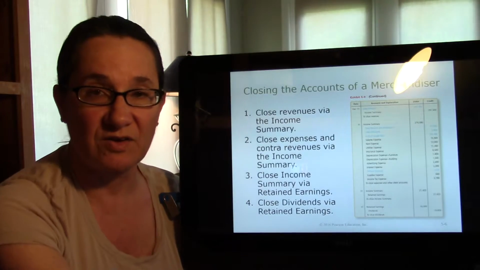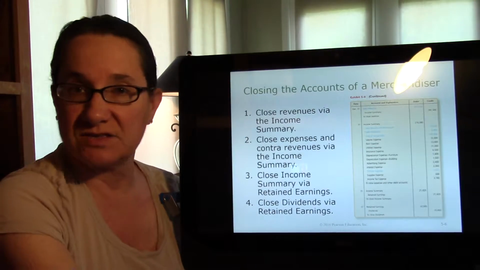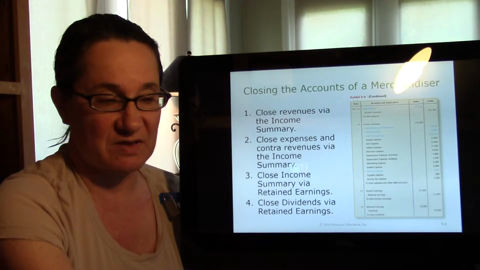Same thing, all you have to do is close the additional new accounts, which are either revenues or expenses.